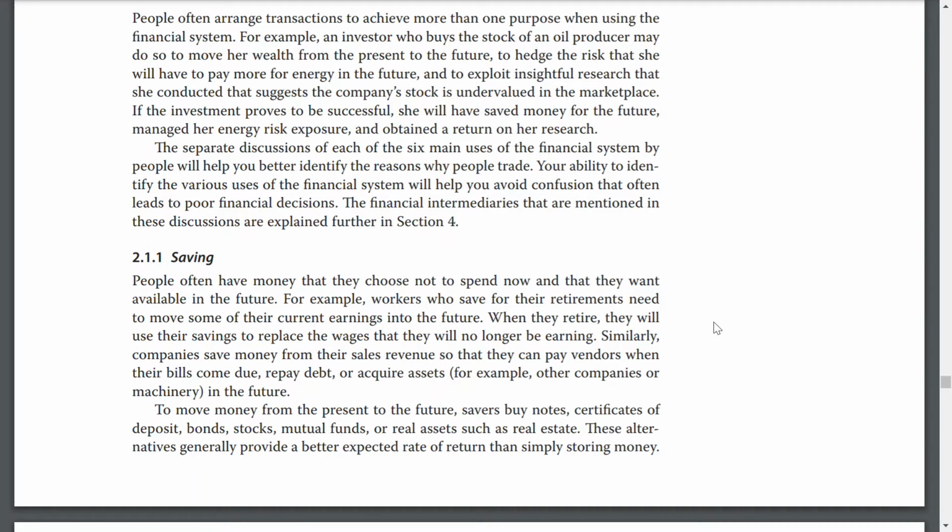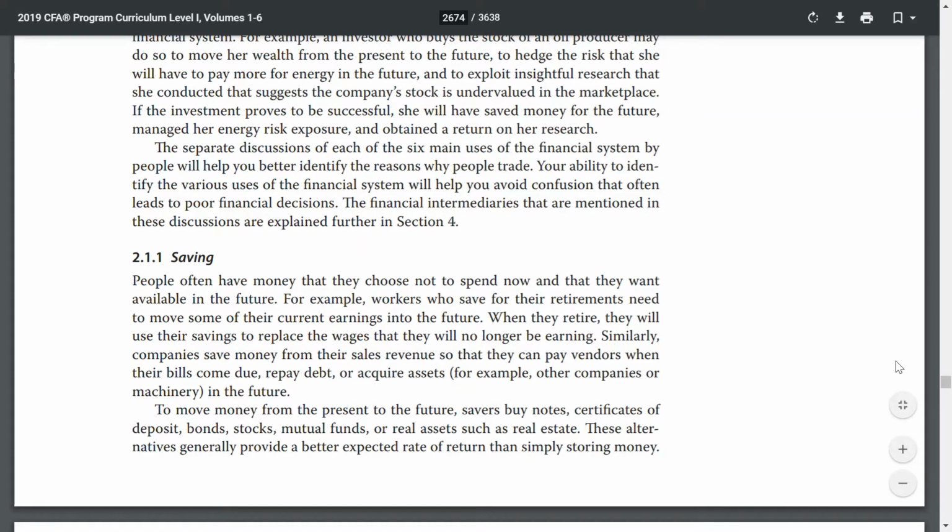The separate discussion of each of the 6 main uses of the financial system by people will help you better identify the reasons why people trade. Your ability to identify the various uses of financial intermediaries that are mentioned in these discussions is explained further in Section 4.